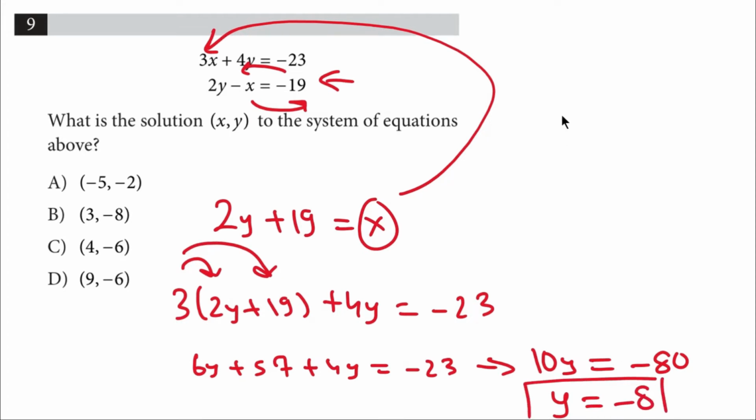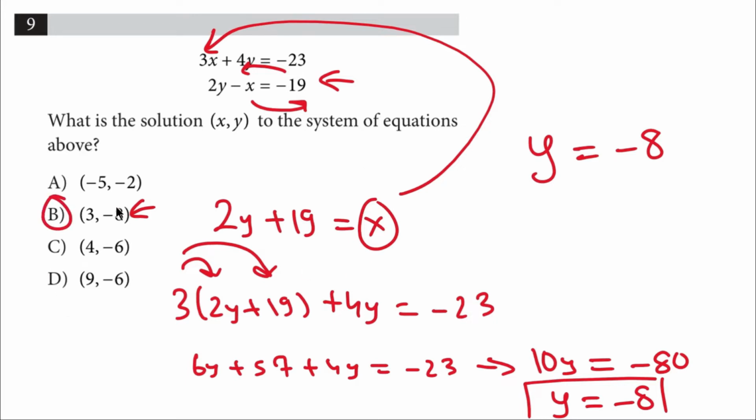Now we have found y. y is equal to negative 8. Now take a look at the answers. Right here you only have one choice where y is equal to negative 8. Therefore you don't have to solve any further, and so B is the correct answer.